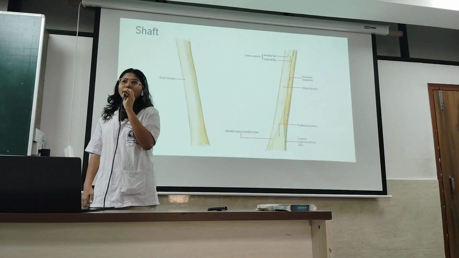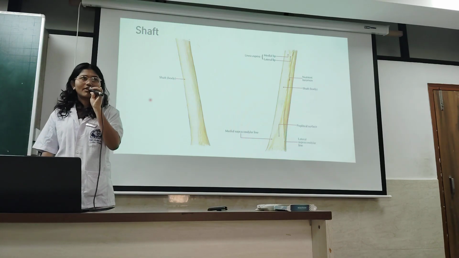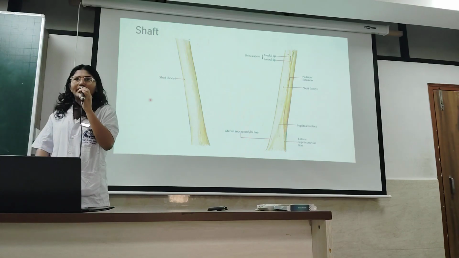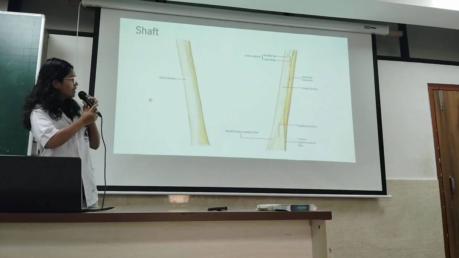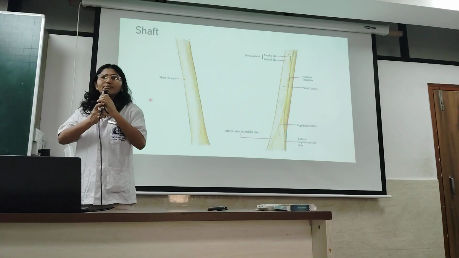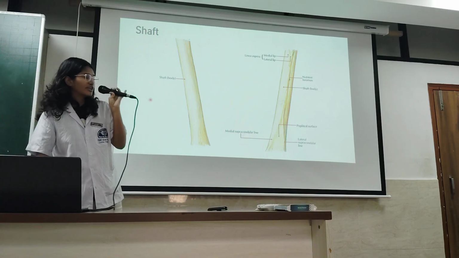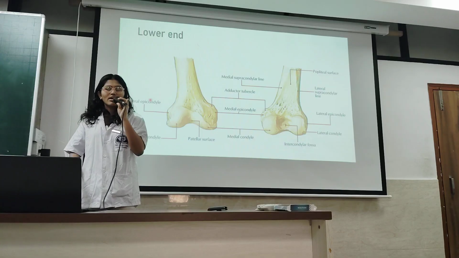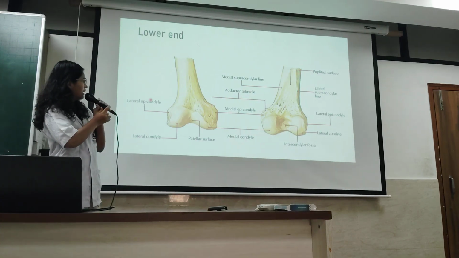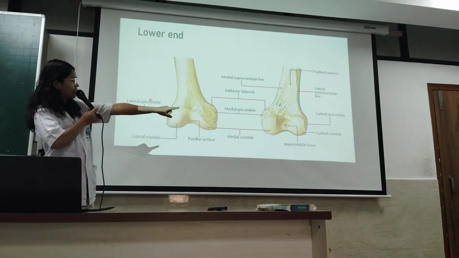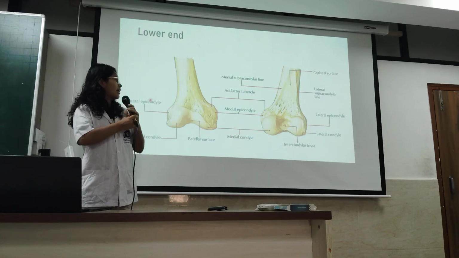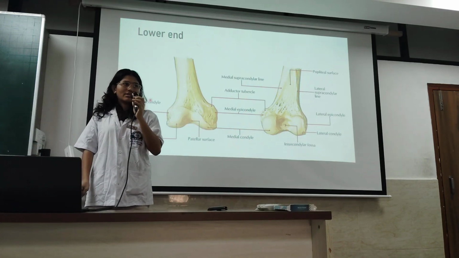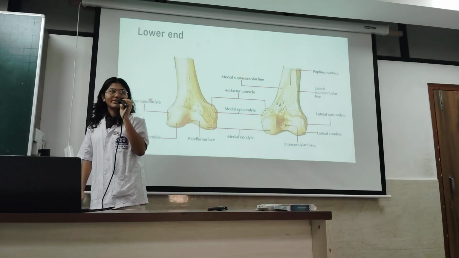which are a continuation of the intertrochanteric crest and greater trochanter respectively, and at the lower end they continue as the medial and lateral supracondylar lines. And in the lower end, lastly, we have the medial epicondyle, lateral epicondyle, and intercondylar fossa. In the medial epicondyle there is the adductor tubercle. So this is all about the anatomy of the femur.